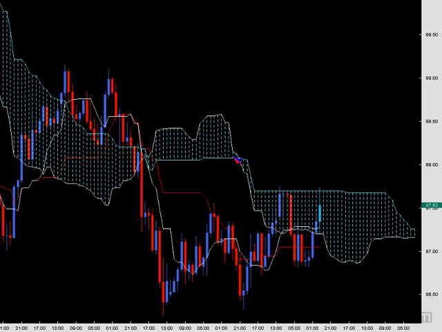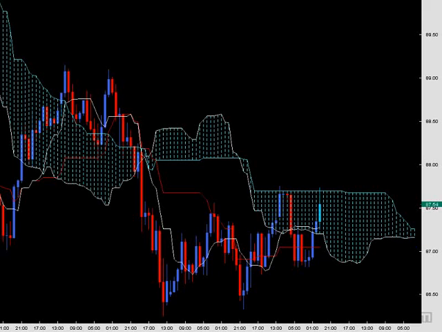Now, the Kumo has 2 small components, and then once I'm done describing the Kumo, you guys will have the basic language, and then we're going to start going how we apply it. We're going to start off with the dollar yen. The Kumo has 2 basic components to it. It has this white line here, which is called Senku Span A. We'll just call it Span A.